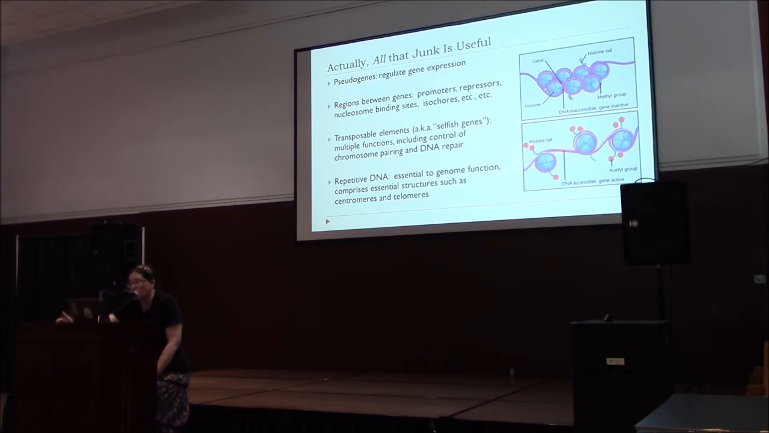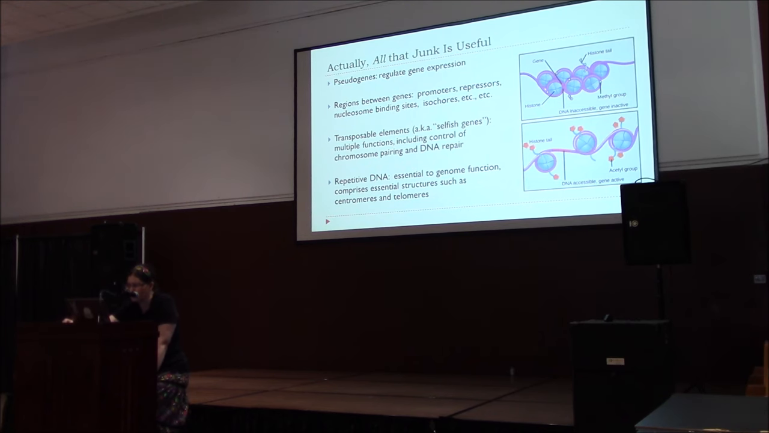Transposable elements, which are sometimes also called jumping genes or selfish genes, also have multiple functions, and these include DNA repair. Without DNA repair enzymes, you sustain so much DNA damage in the course of a day that you would die very quickly if you didn't have a way to fix it. So this is a very important function.